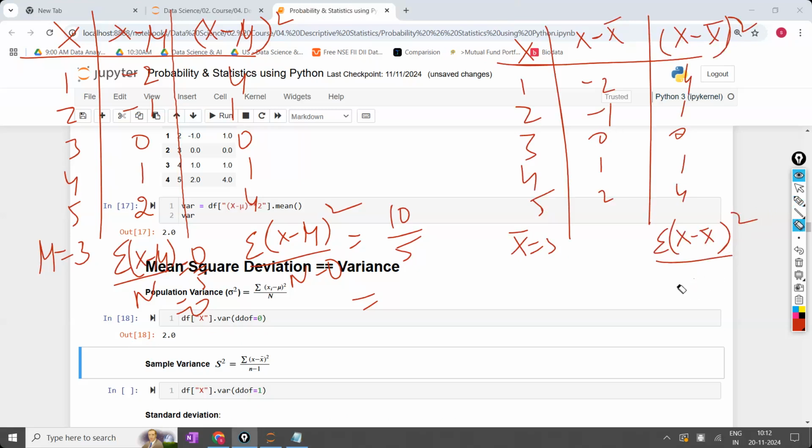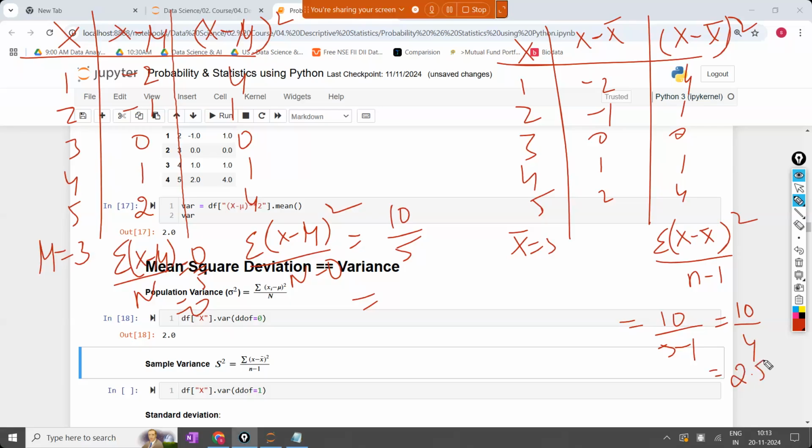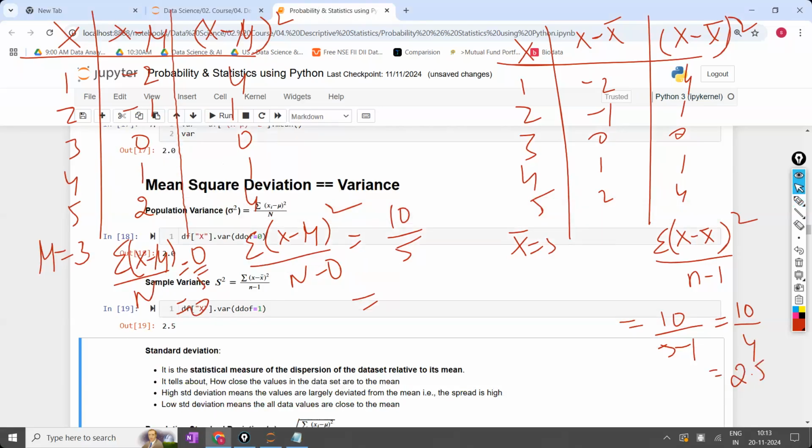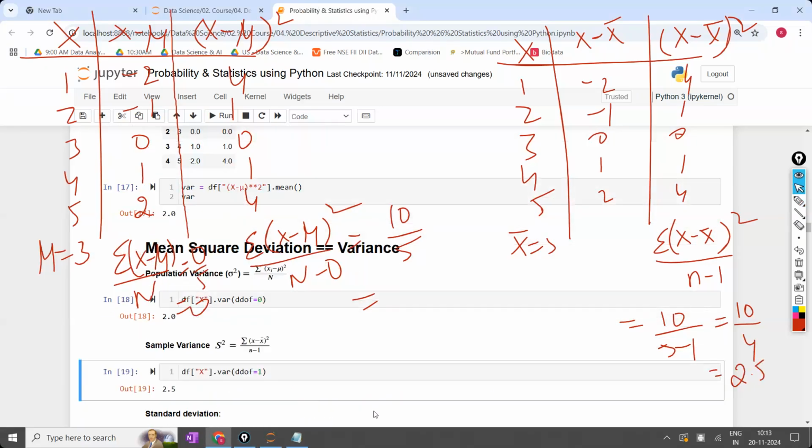Now sigma of (x minus x bar) whole square divided by n. Instead of small n, what do we have to consider? N minus 1. That is nothing but 10 divided by 5 minus 1, which is 10 divided by 4; the numerator is the same, the denominator becomes 4, and you are going to get 2.5. So this is the sample variance, 2.5. To calculate sample variance, you have to give DDOF equal to 1, which means it will do n minus 1. If you write DDOF equal to 2, n minus 2 will apply.